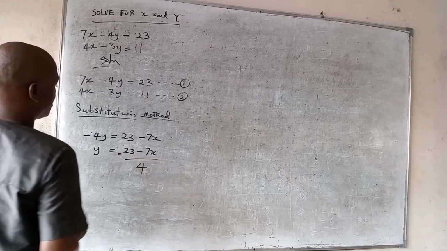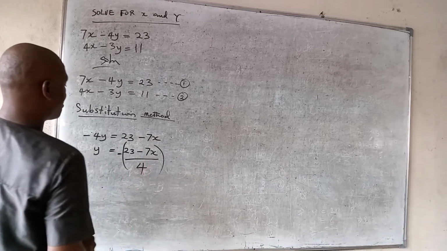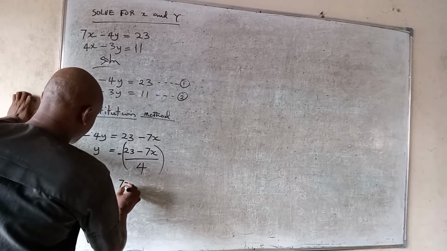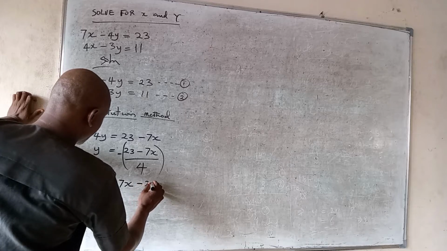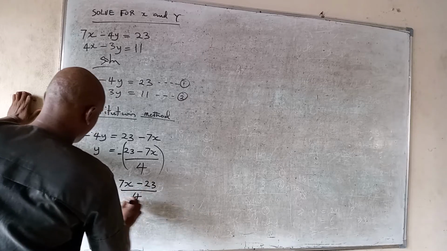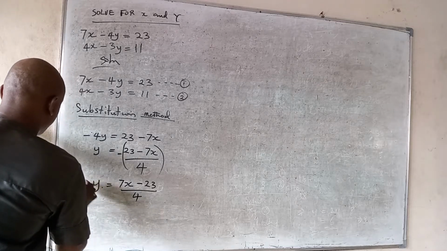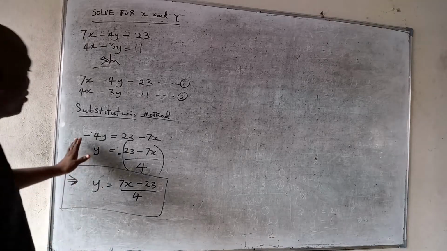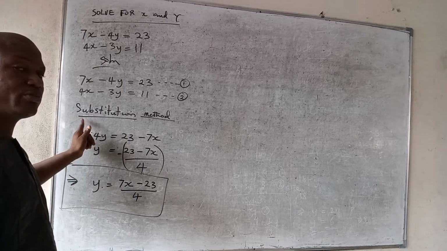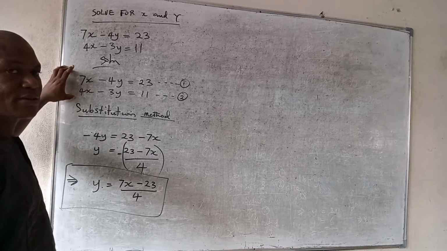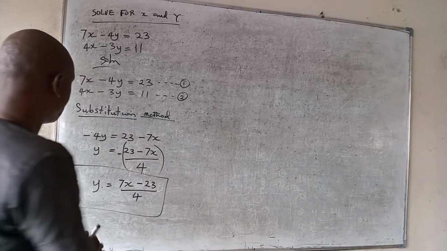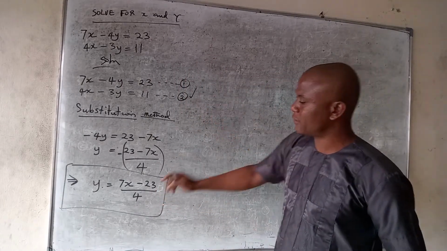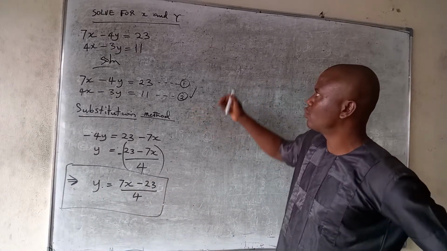So the entirety of this is minus. If you open this up, it becomes 7x minus 23 over 4. So this is the expression for y. That is the first step you have to follow if you are employing the substitution method to solve these simultaneous linear equations. With this, the next step is to substitute the expression for y into equation 2.